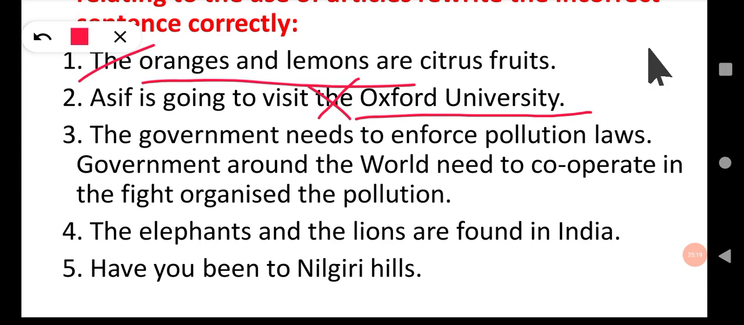Next one, "The government needs to enforce pollution laws." Governments around the world, this is "governments," not "government." "Governments around the world need to cooperate in the fight organized the pollution." Here one more word is missing, that is "against."